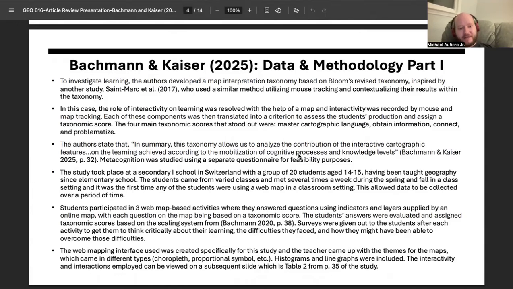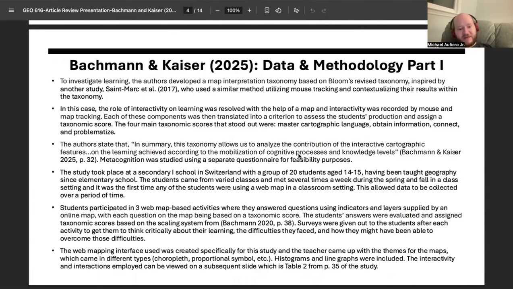So there were 3 web-based activities where they answered questions using indicators and layers supplied by an online map, with each question on the map being based on a taxonomic score. So each question was linked to a taxonomic score, and that's how the students were evaluated and assigned taxonomic scores based on the scaling system from Bachmann 2020, page 38, which is on the next slide. Surveys were given out after each student to evaluate their metacognitive ability.